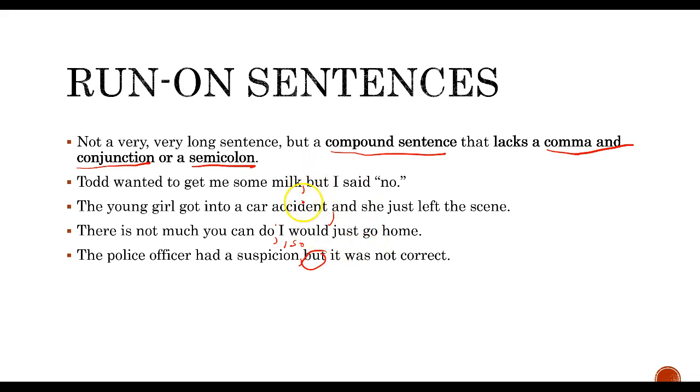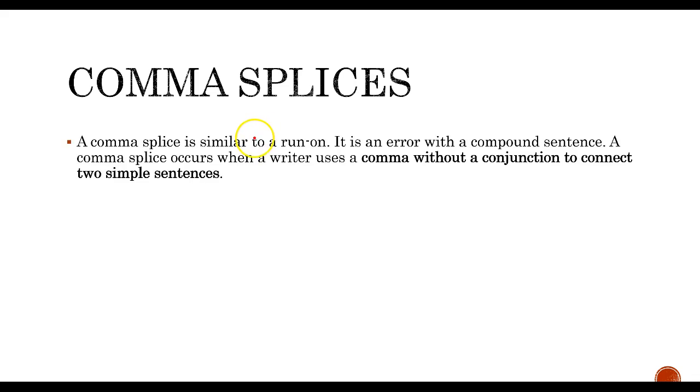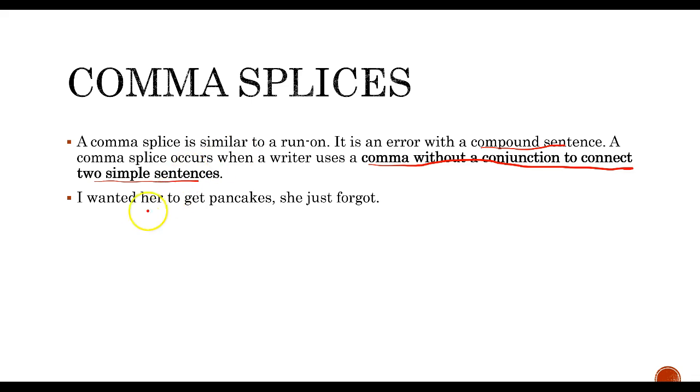So that's just forgetting to put your commas in. The other sentence error that you can have is a comma splice, which is kind of the opposite. It's very similar to a run-on, but it's a little bit different. It's an error with a compound sentence as well. A comma splice occurs when a writer uses a comma without a conjunction to connect two simple sentences. So basically, if you use the comma in place of a semicolon to connect two simple sentences, you have the comma splice.